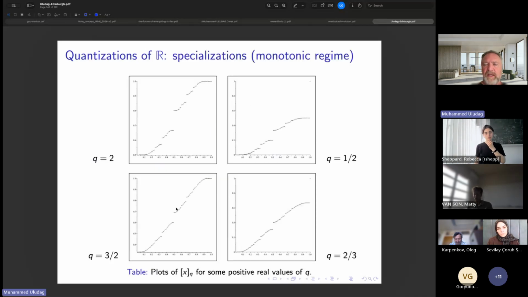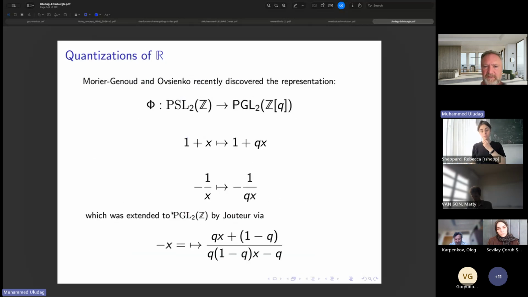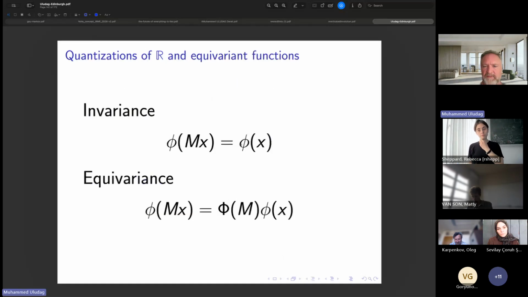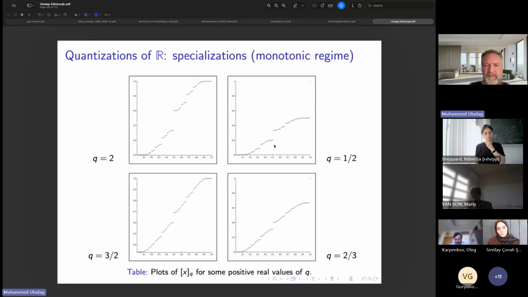And what can we do? We can plot these quantization functions, these functions phi. It is possible to plot them, which we did. First for positive values, so fix the value to be q, and you can plot the function phi of x. It looks like this. Not very bad, with some jumps, etc. So this is the monotonic regime, we can say.